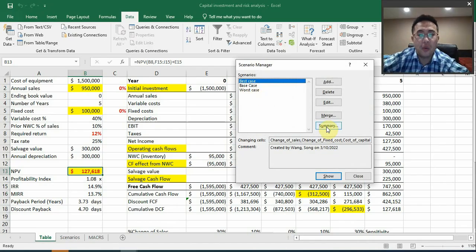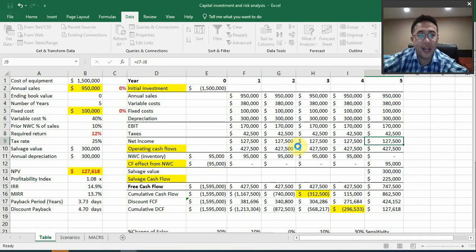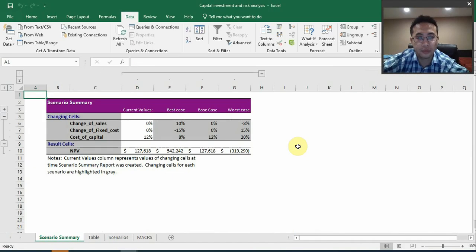Then I will summarize the result, and I will observe the project NPV right here, and then hit OK. Excel automatically generates the corresponding NPV for each of the cases: the best case, base case, and the worst case. As you can see, the NPV is the highest for the best and the lowest for the worst.